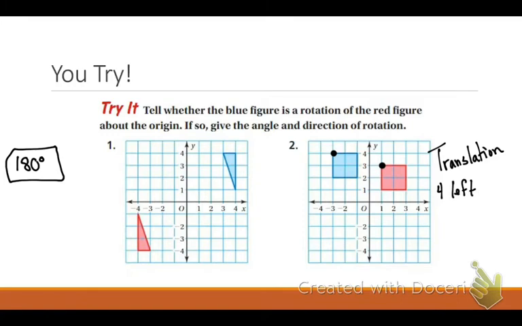So you would say translation, 4 units left. Okay, you can just say 4 left. I'll be thrilled with that. Okay, and then 1 unit up. All right, are you guys writing this down? Okay. All right, any questions on that? Do you see how we did that?